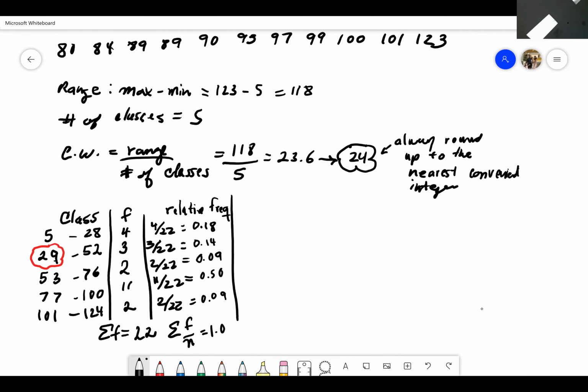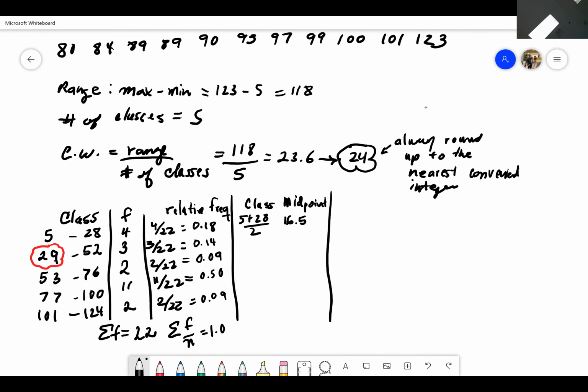So now the next thing we have to do is our class midpoints. Remember when we did this? We've done this, right? Yes. All right, so how do we do our class midpoints? Very simply, you take 5 plus 28 and you divide that by 2. So you get 16.5.